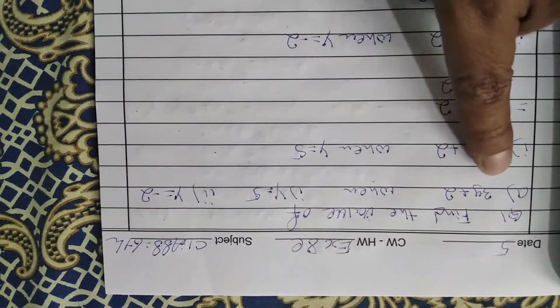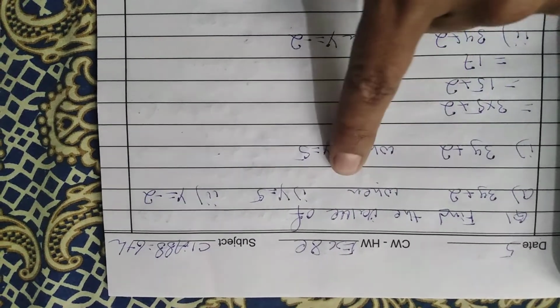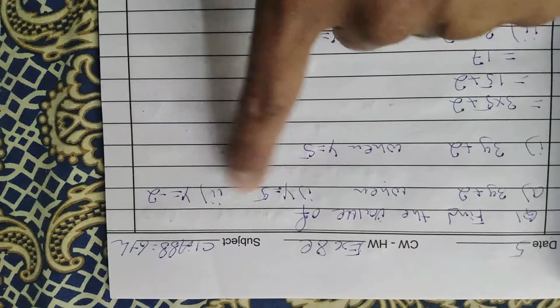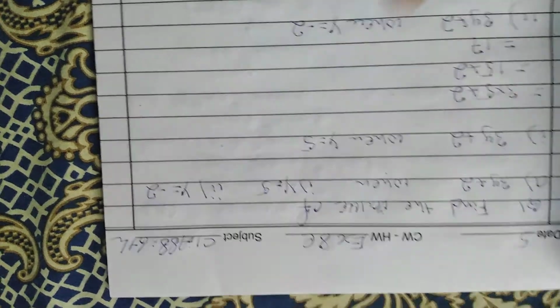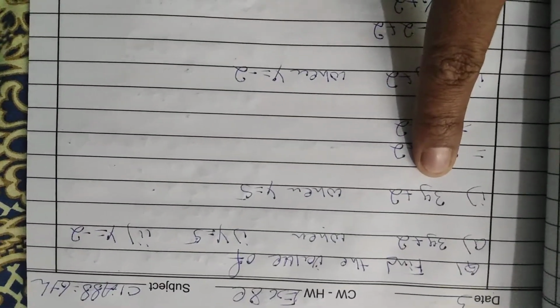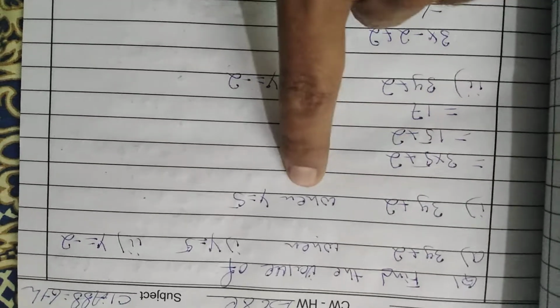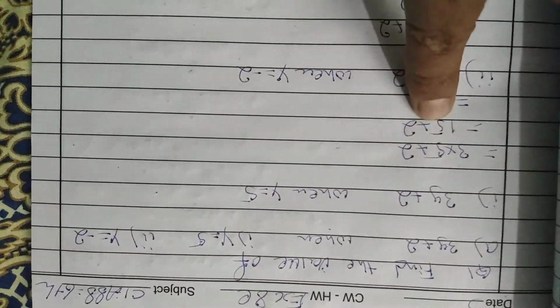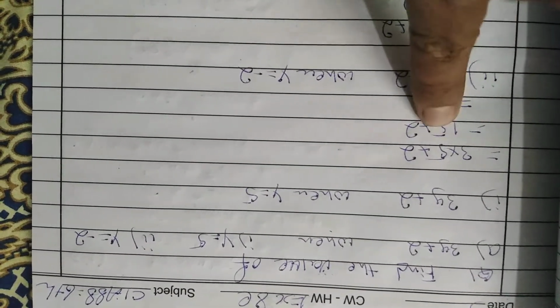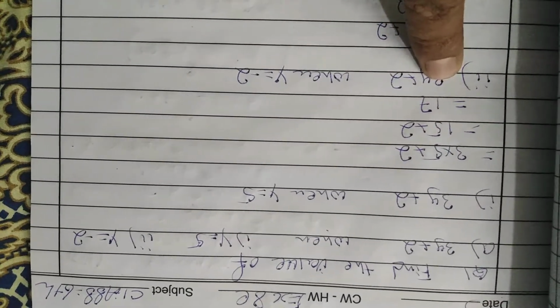Find the value of 3y plus 2 when, part 1, y is equal to 5 and, part 2, y is equal to minus 2. First of all, part 1: 3y plus 2 when y is equal to 5. Instead of y, we put 5. 3 multiplied by 5 plus 2. 3 fives are 15, plus 2 is equal to 17.